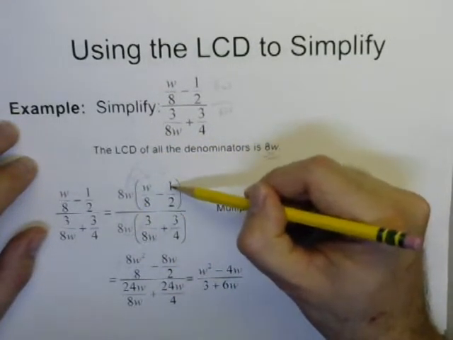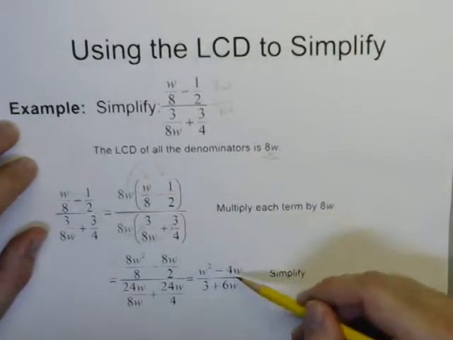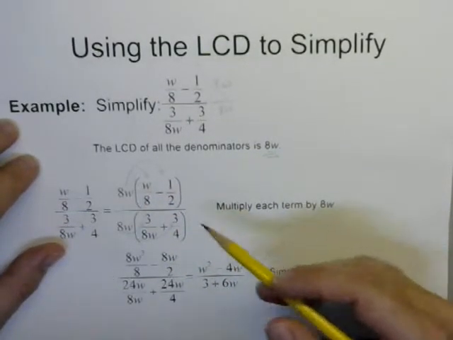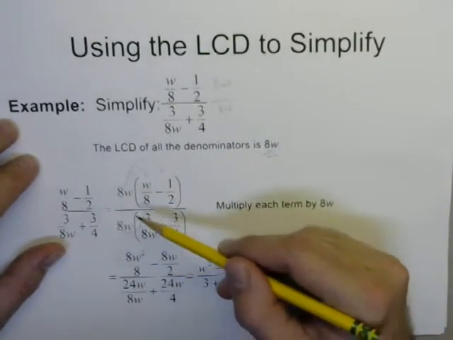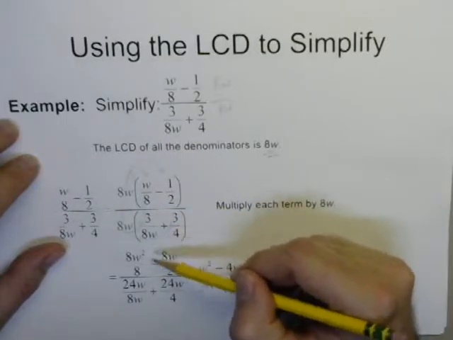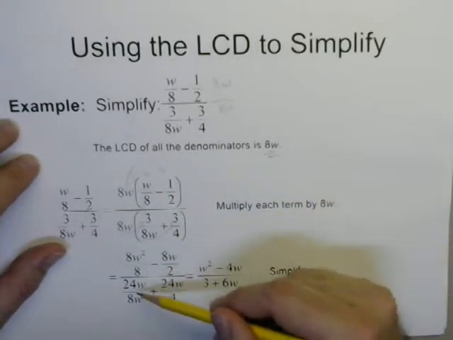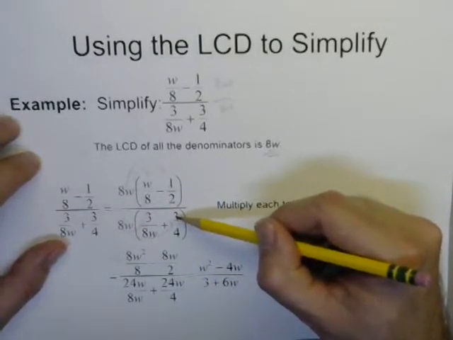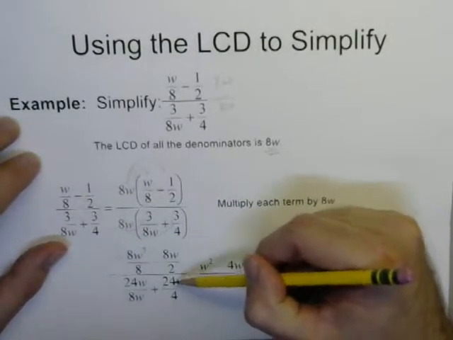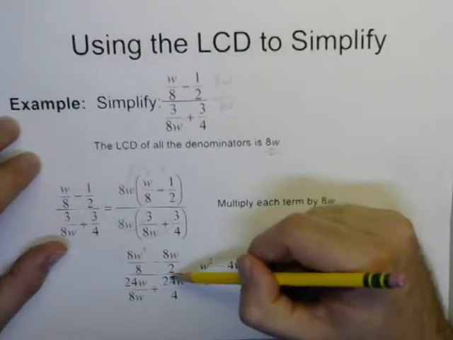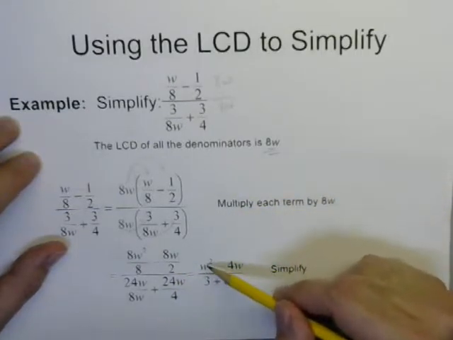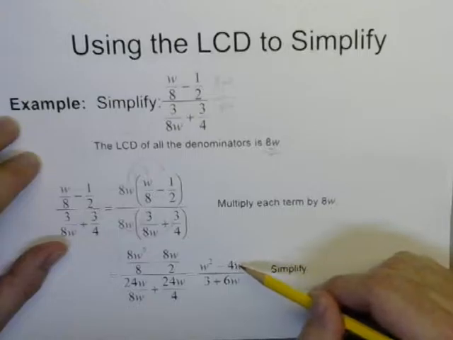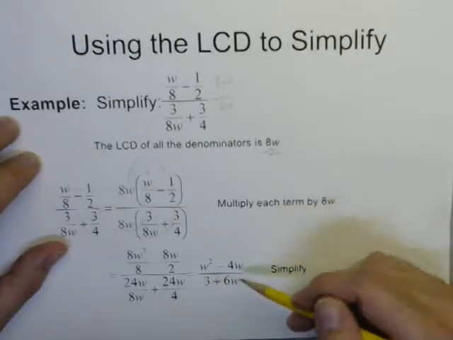And then you take the 8w times this. 2 goes into 8 4 times, so you'll get 4w there. On the bottom here, again, the 8 and the 8 will cancel, and so will the w, so you'll basically get 3 here. You'll get 24w over 8w, and then you'll get 8w times 3. That gives you 24w over 4. Well, 4 goes into 24 6 times, so this will simplify into w squared minus 4w over 3 plus 6w.